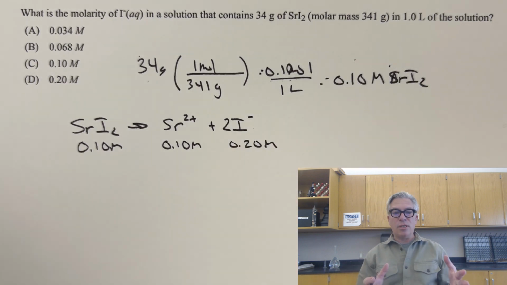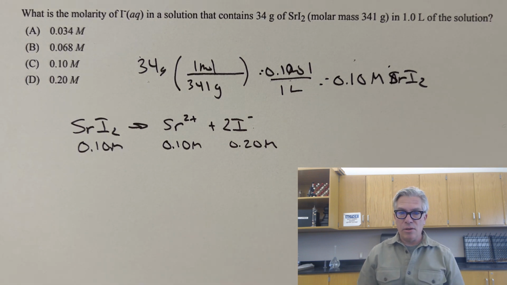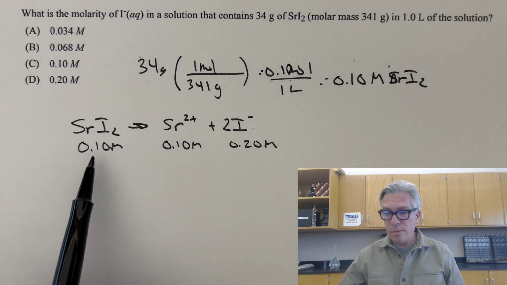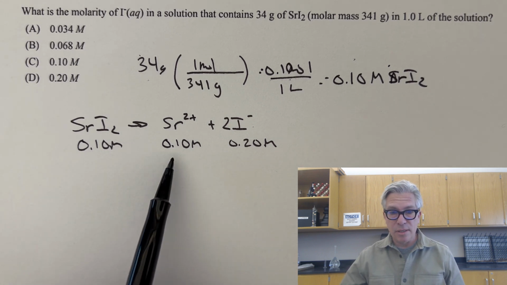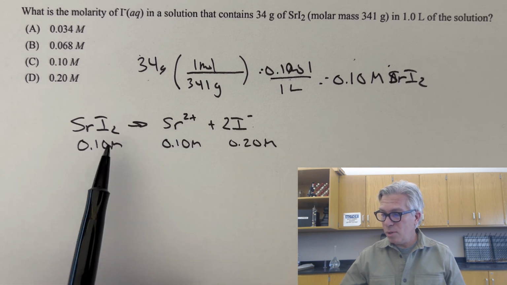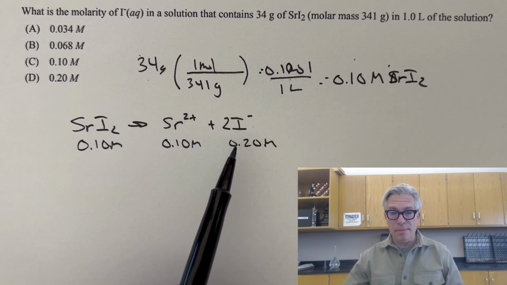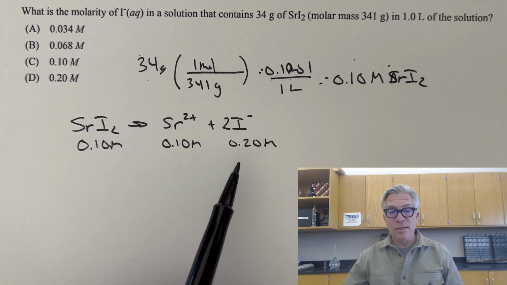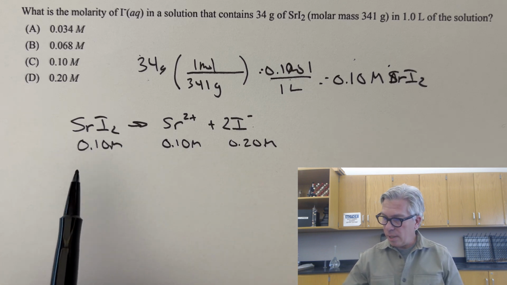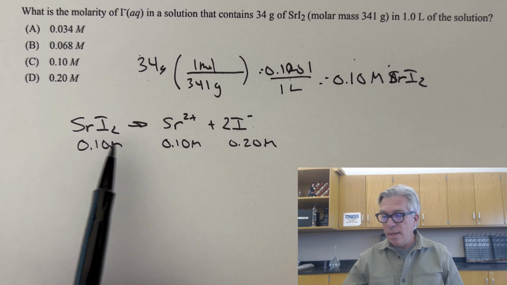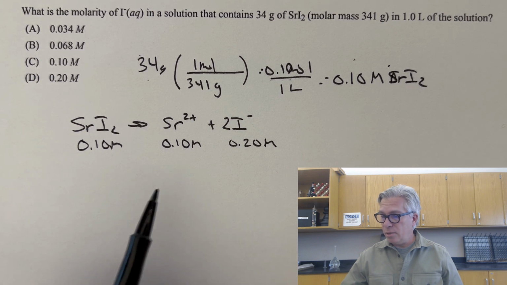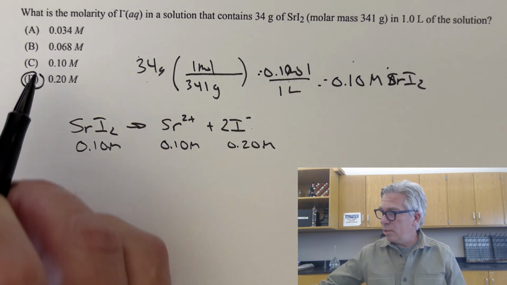But here's the extra step. When strontium iodide dissolves, it turns into strontium and 2 iodines. So for every 0.1 moles of this, you're going to get 0.1 moles of strontium because it's a 1-to-1 ratio. But since one of those produces 2 iodines every single time, the actual concentration of iodine is going to be twice that of the strontium iodide. You just have to multiply it by how many ions are actually in a formula unit for that compound, and you'll get your answer, which in this case was 0.2.